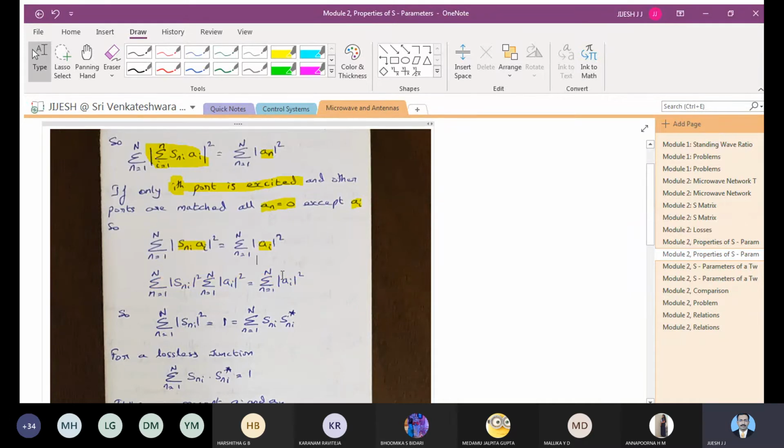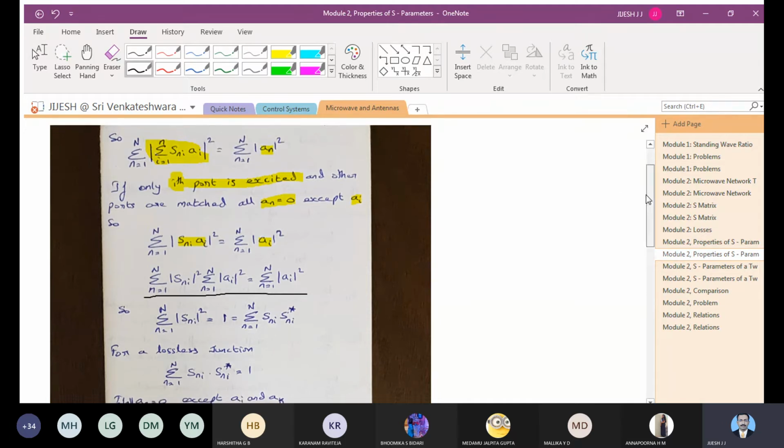Is there any doubt till here, this portion? Is there any doubt till here? So I have taken only the ith port to be excited. The rest of the ports I have taken to be 0, because the other ports are matched and we considered an equal to 0. Any doubt till here, this point? Is that clear for you? Yes, sir. Fine, so we will just go ahead further.